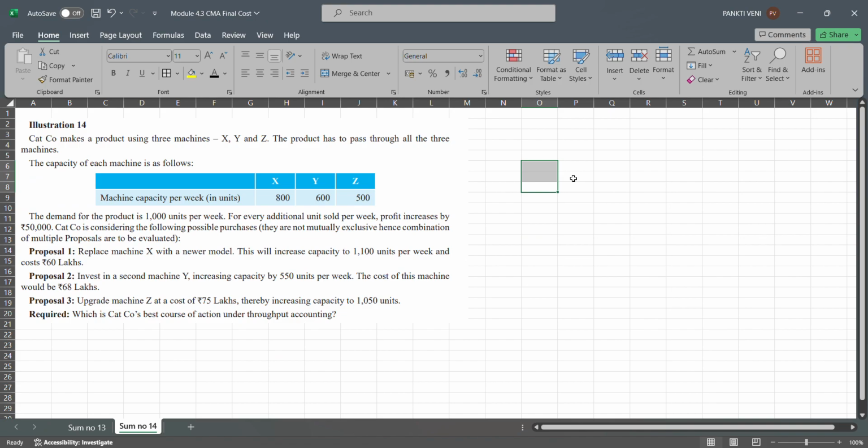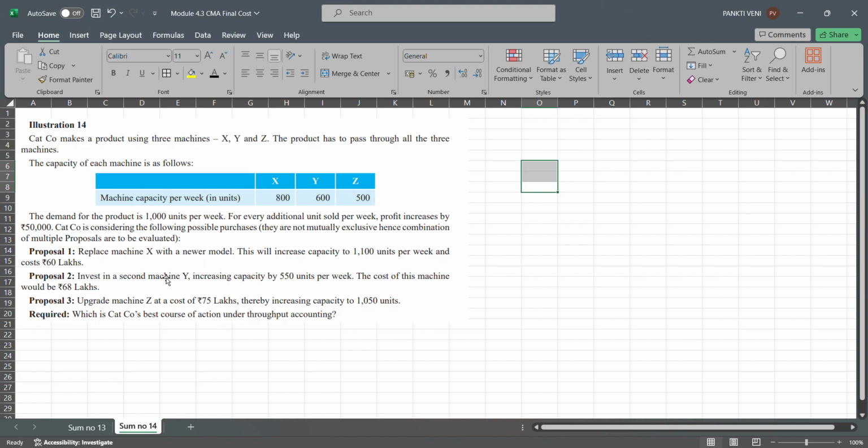CAT company makes a product using 3 machines X, Y and Z. The product has to pass through all the three machines. The capacity of each machine is as follows. So I have machine capacity per week, 800, 600, 500. The demand for the product is 1000 units per week. For every additional unit sold per week, profit increases by rupees 50,000.